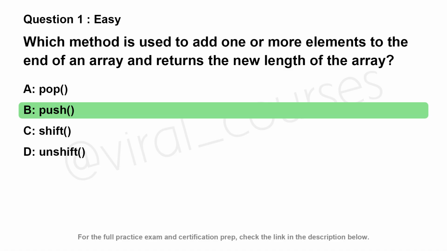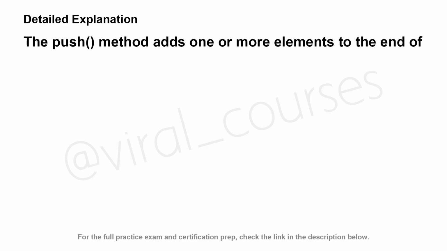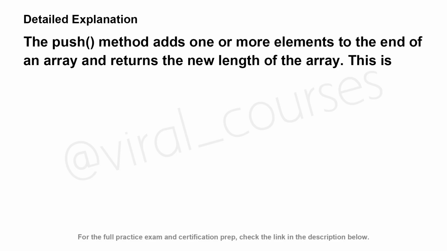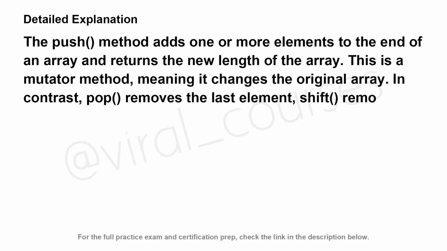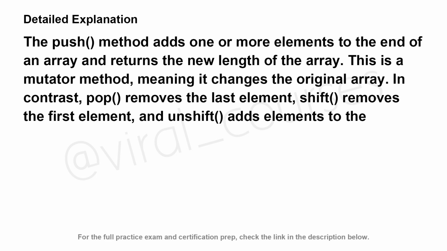The correct answer is B. The push method adds one or more elements to the end of an array and returns the new length of the array. This is a mutator method, meaning it changes the original array. In contrast, pop removes the last element, shift removes the first element, and unshift adds elements to the beginning of the array.